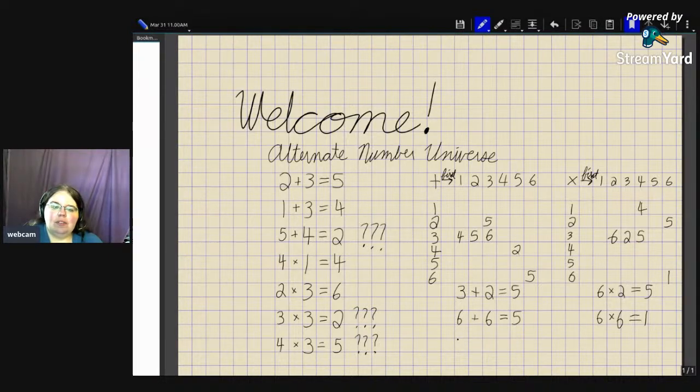So I'm just going to do one more. So I'm going to say that 3 plus 4 equals 7. But I'm going to put a little mark on that because that's something we're going to have to come back to later. So this might give you a clue about that number being significant in this alternate number universe.